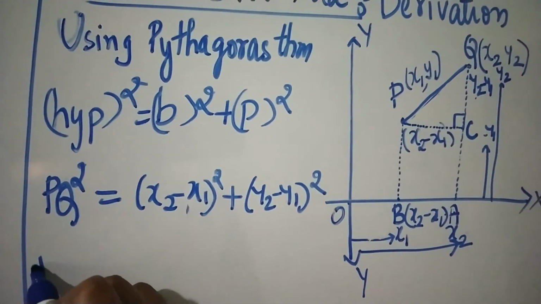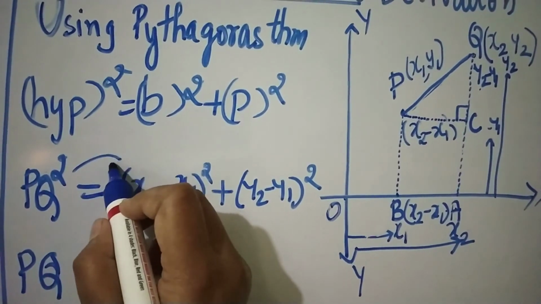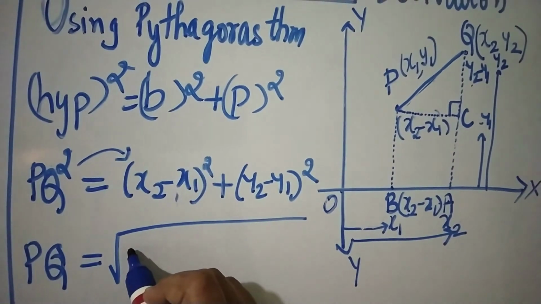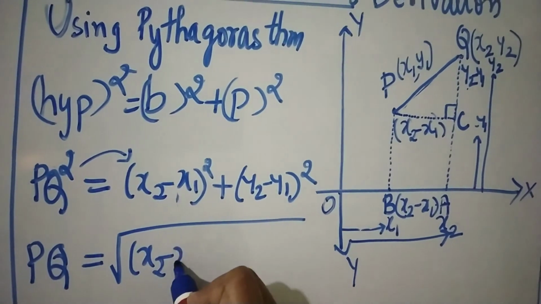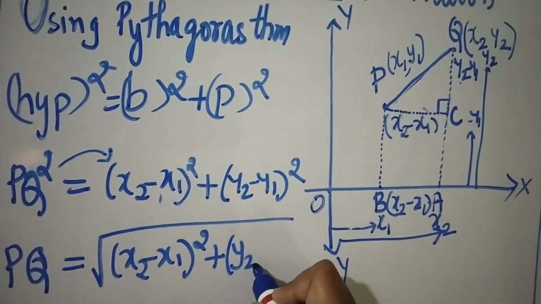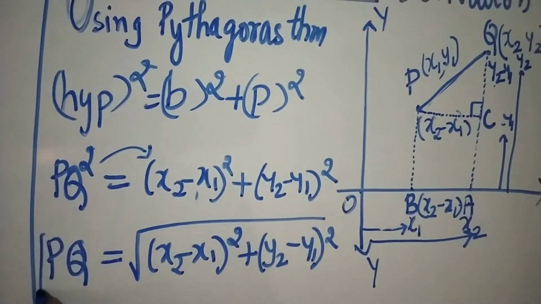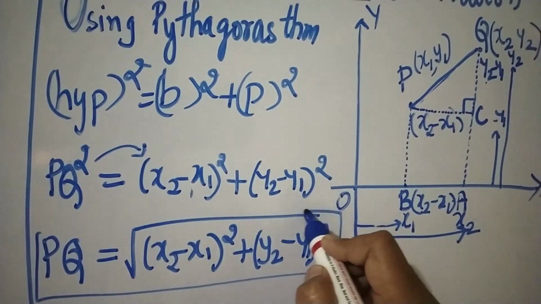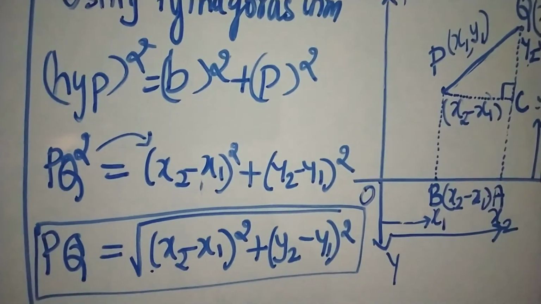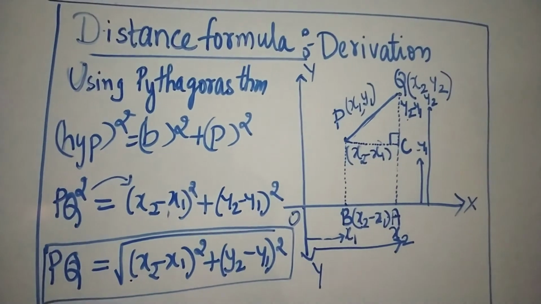Now let's see again. PQ is equal to, this square goes to the right side and it becomes a square root. Square root of x2 minus x1 whole square plus y2 minus y1 whole square. So this is nothing but the distance formula. Using this formula we are going to find the distance between any 2 points in the Cartesian plane.